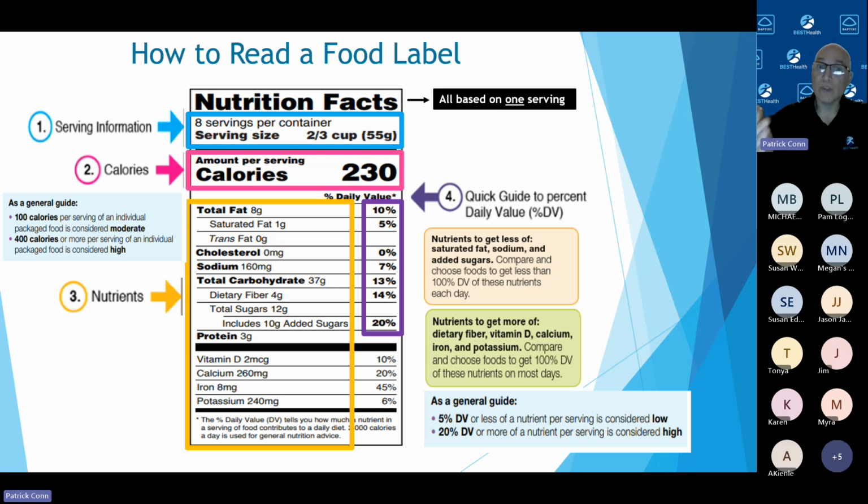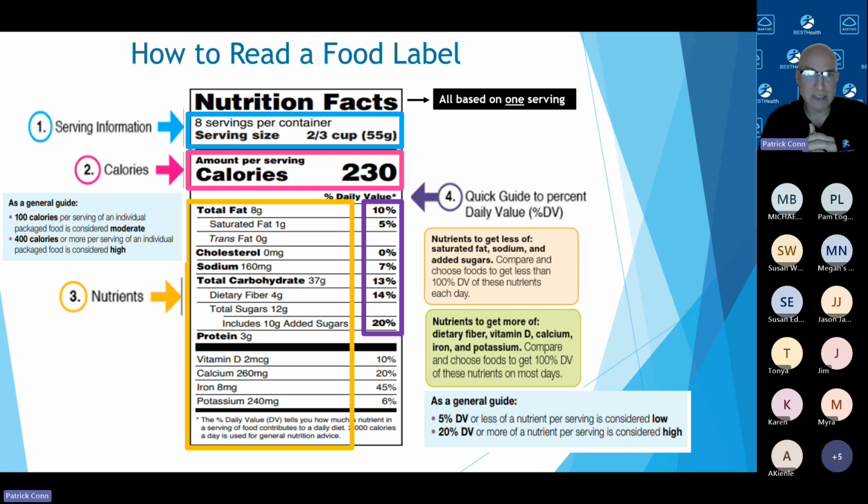And you also want to compare and choose foods to get 100% of your daily value or more of those healthy nutrients like your dietary fiber and all of your vitamins and minerals. So, as a general rule of thumb, you have the 5%, 20% rule. 5% of your daily value or less of a nutrient per serving is considered low in that nutrient. 20% of your daily value or more of a nutrient per serving is considered high in that nutrient. So use that 5-20% rule.